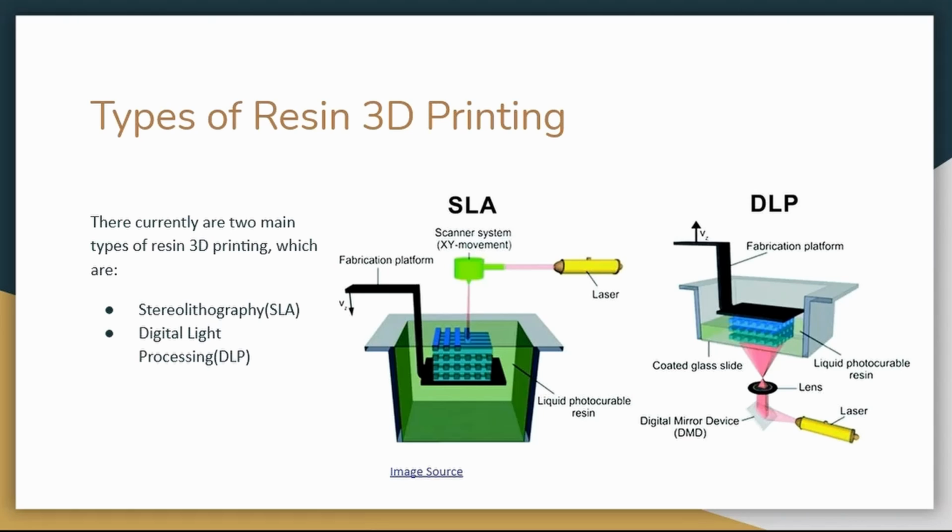When it comes to resin-based printing, there are two main types, which are stereolithography, or SLA, and digital light processing, or DLP. The DLP process is similar to the SLA process, but instead of using a mirror galvanometer, it uses micrometer-sized mirrors that project an entire layer and can control the point of UV radiation emission.